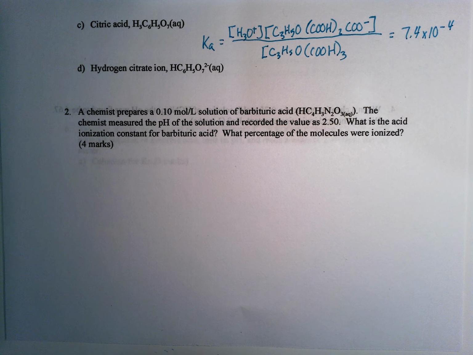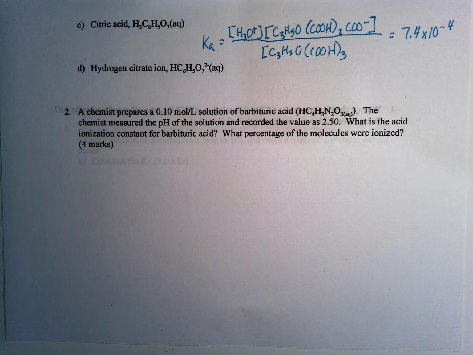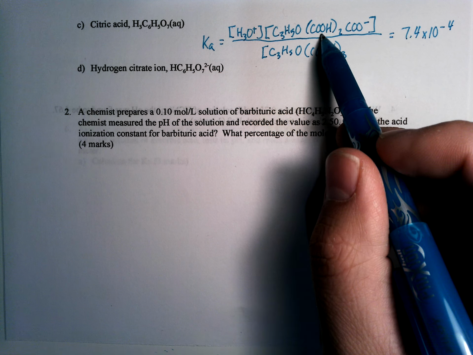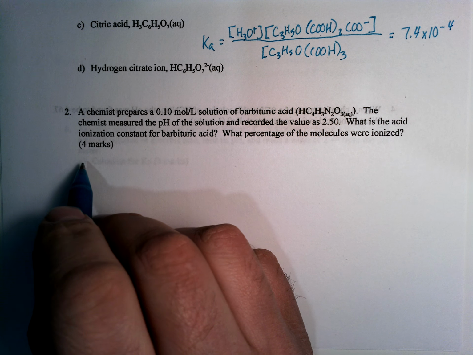Okay, we'll do question 2 also. A chemist prepares a 0.1 mole per liter solution of barbituric acid. The chemist measures the pH of the solution and records the value of 2.5. What is the acid ionization constant, and what percentage of molecules were ionized? To start, we need to write out its ionization formula. For this one, it's hard to know what it looks like with the C's and the H's, so we're just going to write it.